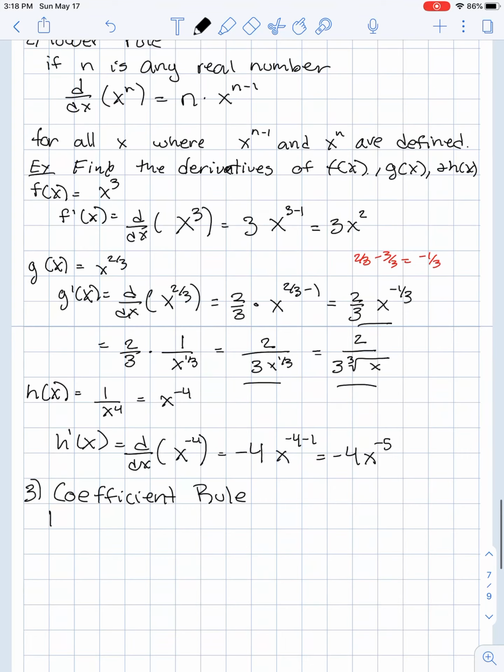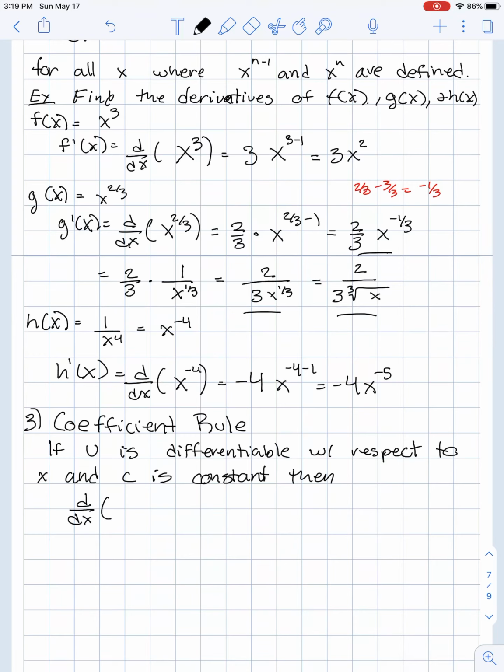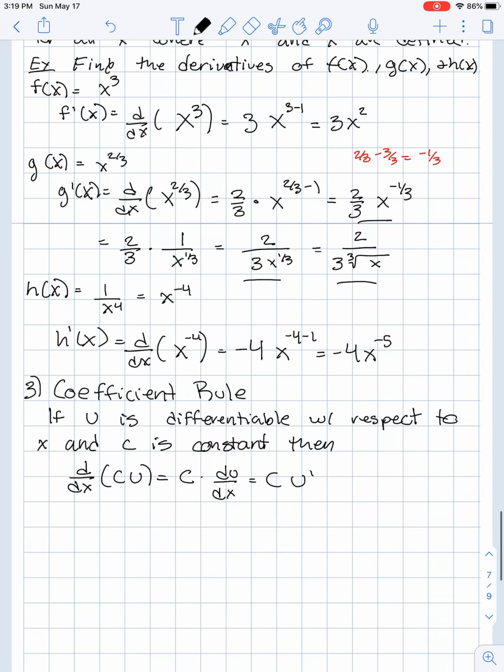We also called it the constant multiple rule and limit law. So if u is differentiable with respect to x, and c is a constant, then the derivative with respect to x of c times u is going to be the same as c times the derivative of u with respect to x. We can also just write c times u prime as well.